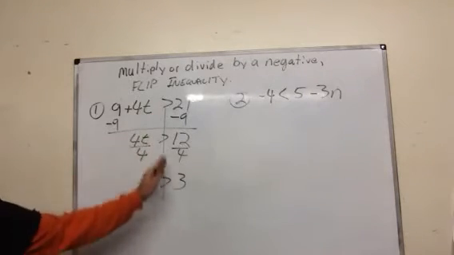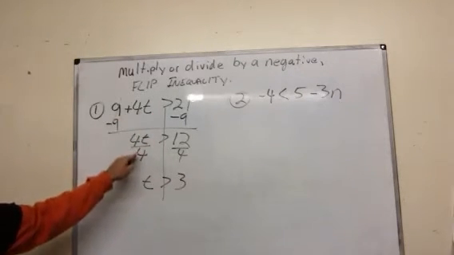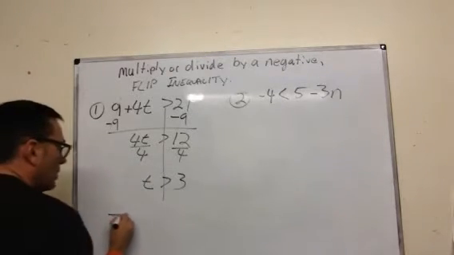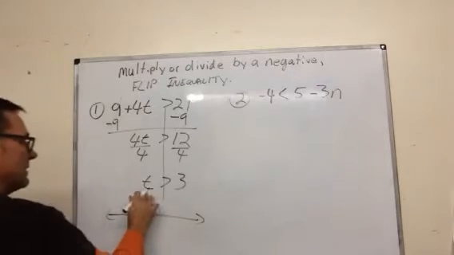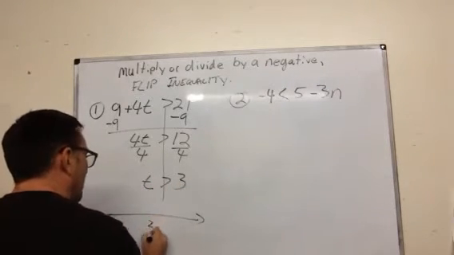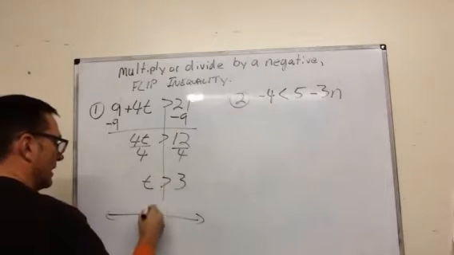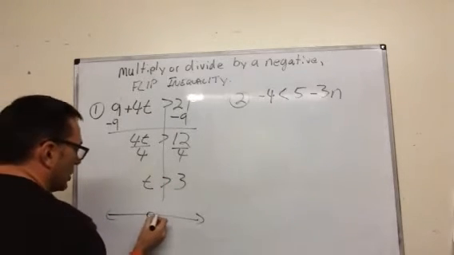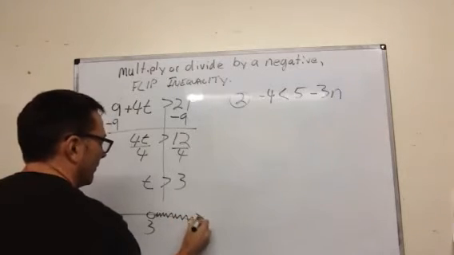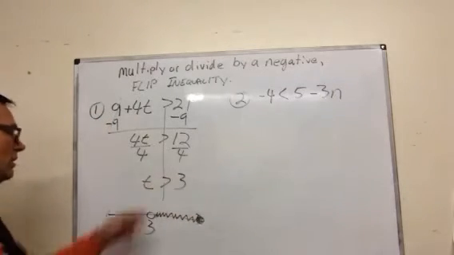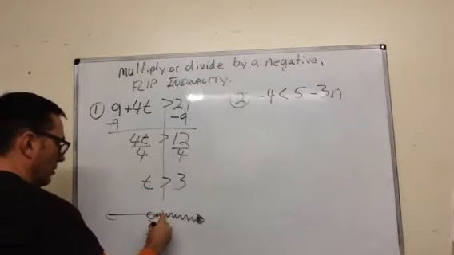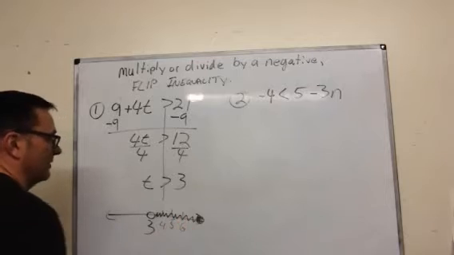We don't have to flip anything because we divided by a positive number. So now when we graph it, we see the variable's on the left. So at 3, because it's just greater than, it's an open circle, and we're going to shade to the right. That is greater than. Again, it's pointing to the right. The numbers to the right are greater than 3. Here's 4, 5, 6, and so forth.